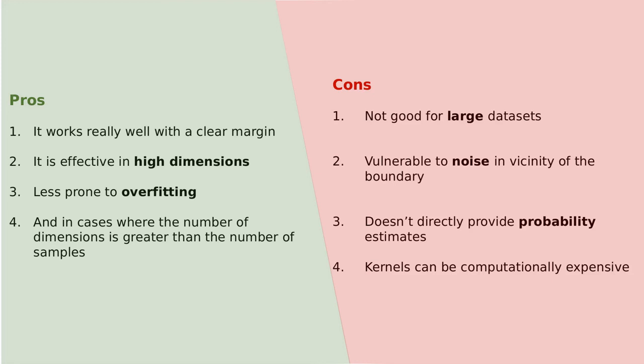On the con side, it does not perform very well for large datasets, and this is related to point number four, and kernels can be computationally very expensive. You have to do a lot of computations in your code, and this is going to take a long time to train. On the other hand, despite being less prone to overfitting, it is very vulnerable to noise in the vicinity of the boundary. If you have points near the margin which are very close together, then the boundary is going to move dramatically from one side to the other.